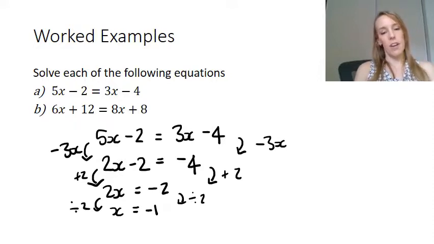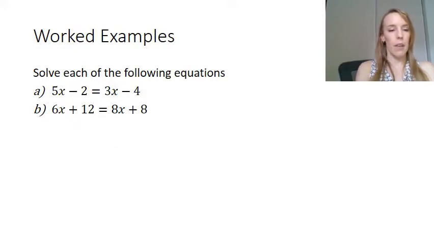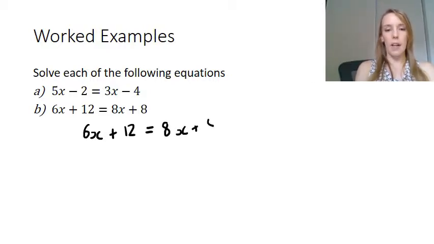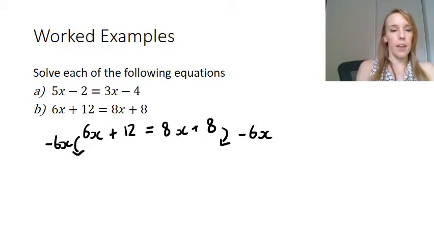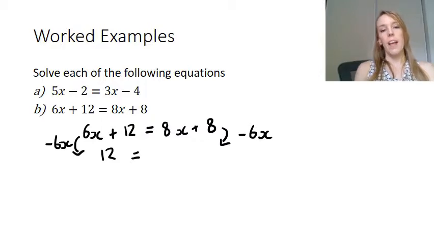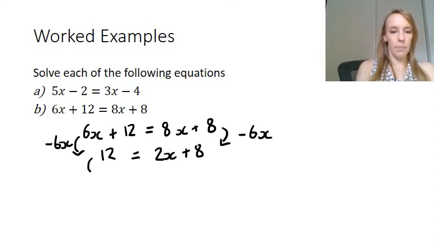If we'd like to, we could substitute x equals -1 back into the equation to check that both sides are equal. For b, we've got 6x plus 12 on our left-hand side equaling our right-hand side, which is 8x plus 8. This time I'm going to subtract the 6x, again because I just don't want to deal with negative numbers. As I said, you could subtract the 8x and it'd still be perfectly correct. So 6x take 6x is just 0, plus 12 is just 12. 8x take 6x is going to give me 2x plus 8. Then I can work my way down, doing the inverse to solve.